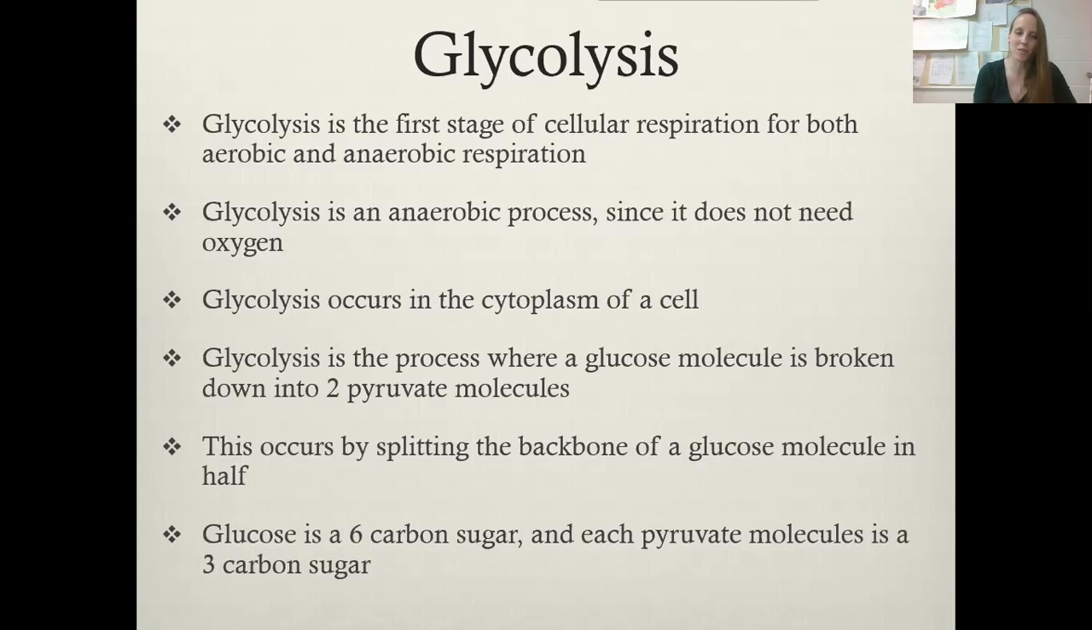Essentially, you take a glucose molecule, which is a ring of 6 carbons, and you snap it in half to make 2 pyruvate chains. Each pyruvate is going to have 3 carbons. So we took a 6 carbon ring, split it in half into 2 3 carbon chains. Those are called pyruvates.